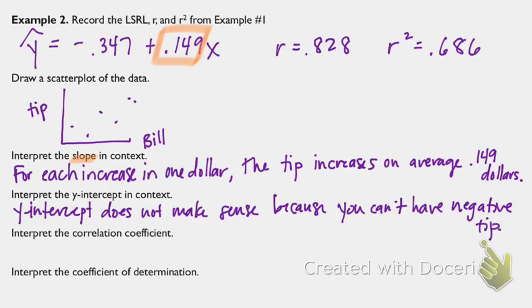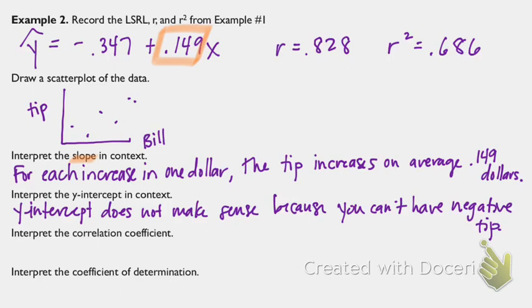I guess technically you could have a bill of $0, but you definitely can't have a negative tip. Well, technically you could. I've been to a restaurant where they gave me my money back. Yeah, sometimes they just add the tip to the bill. Yeah, and I don't like that.